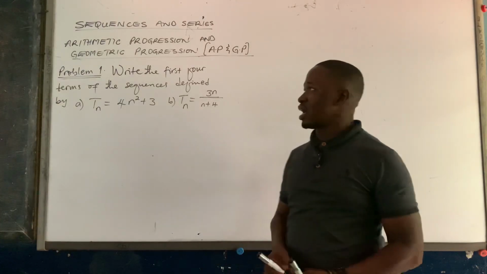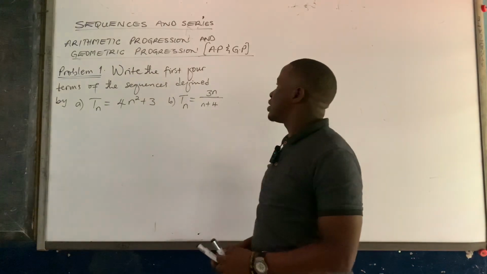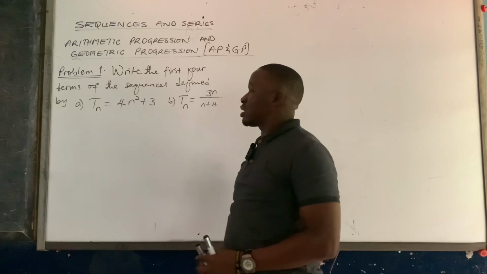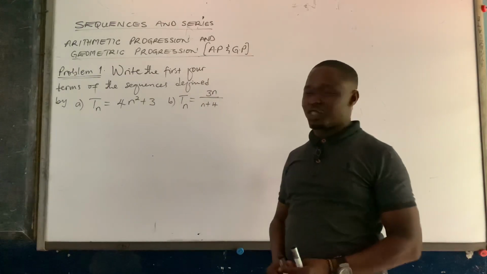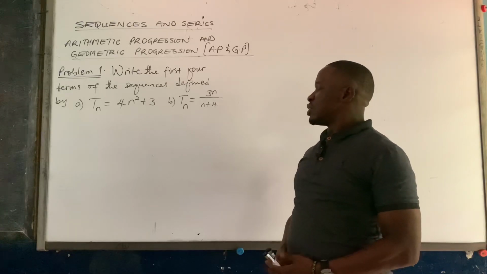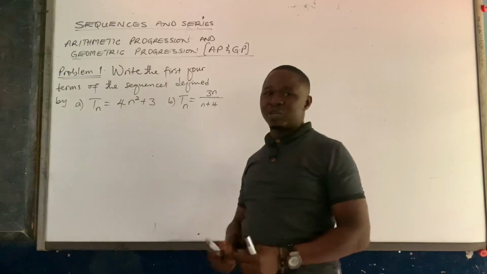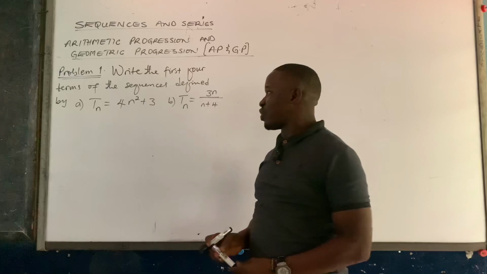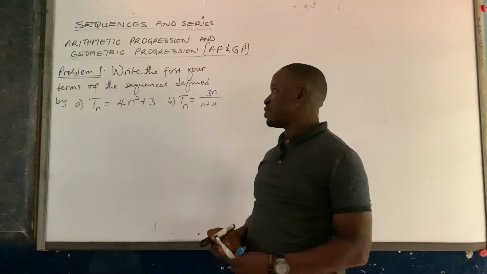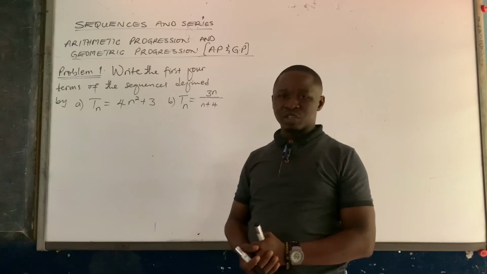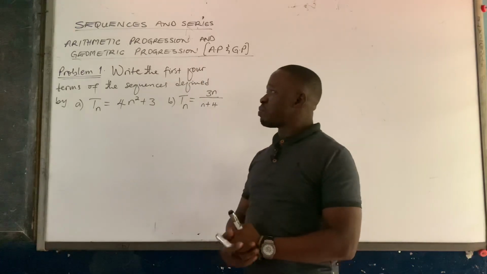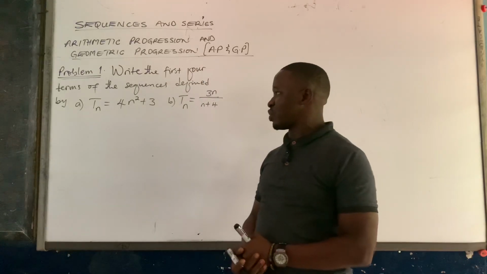Sequence and series, arithmetic progression, and geometric progression. So commonly we call them AP and GP. Alright. So the first example, there is one video you need to search for. I made it last time. That is the introduction of sequence and series, and the introduction of arithmetic progression and geometric progression.